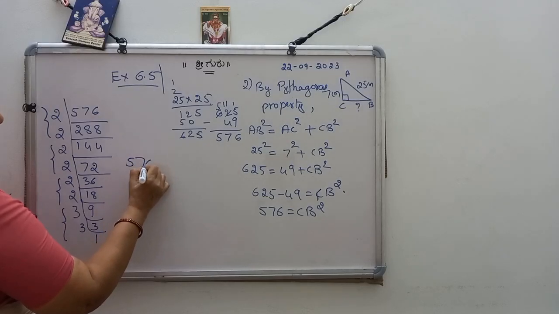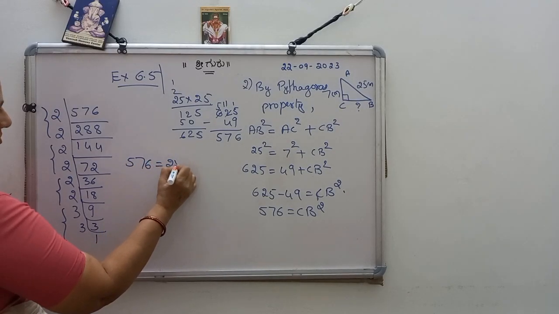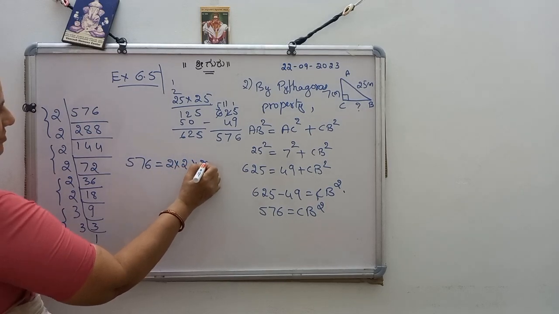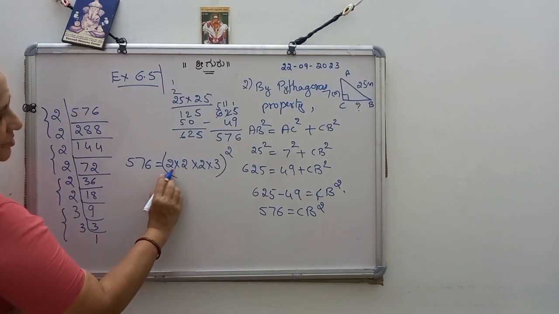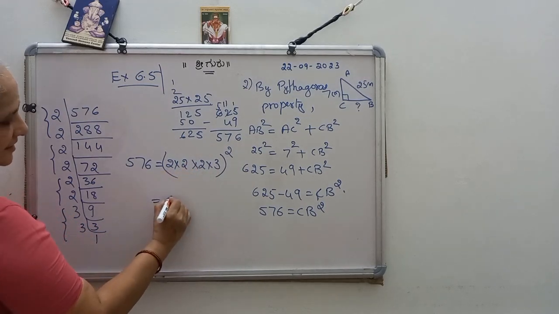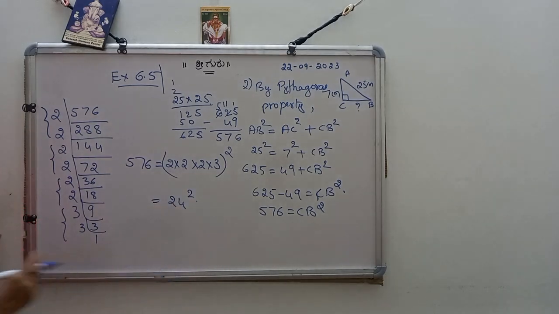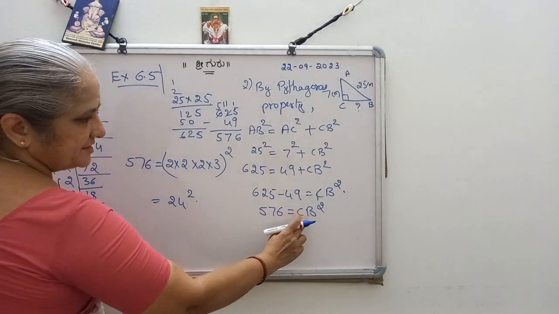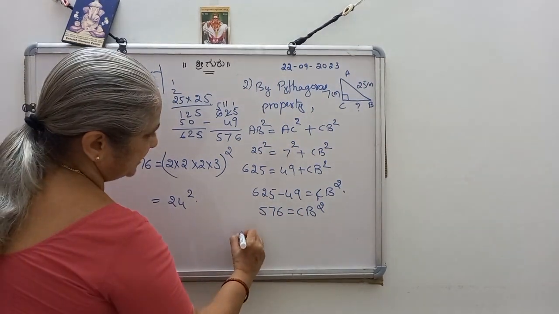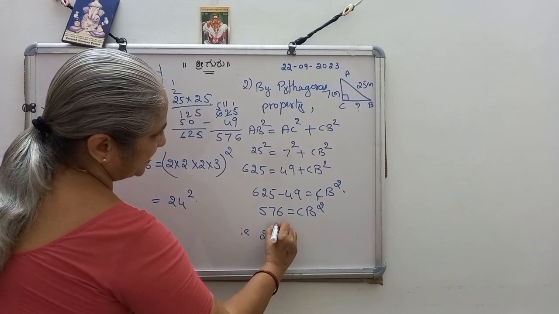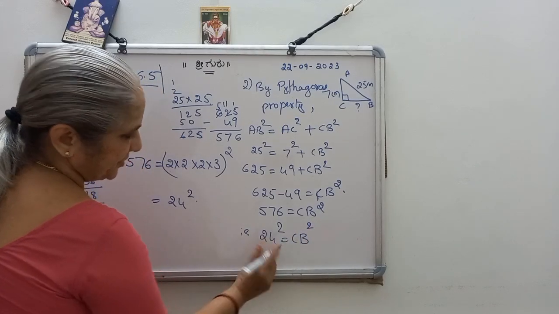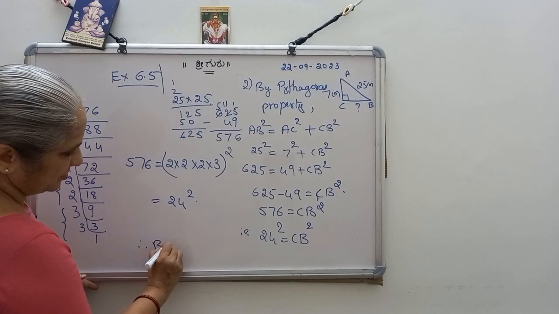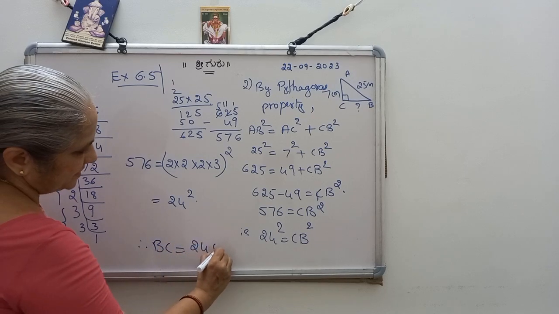576 is equal to (2 into 2 into 2 into 3) square. This is 2 2s are 4, 4 2s are 8, 8 3s are 24 square. Did you understand this? Now CB square is equal to 576. That is 24 square is equal to CB square. CB into CB is equal to 24 into 24. Therefore, BC or CB is equal to 24 centimeters.